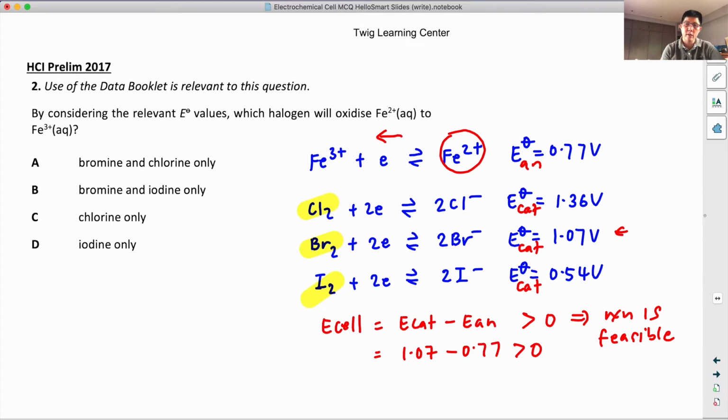Obviously you can see from here only chlorine and bromine will be feasible. They will be able to oxidize Fe2 plus, since these 2 will give you a positive E cell. So the answer will be A. Okay, the answer will definitely be A. Let's move on to the next question.